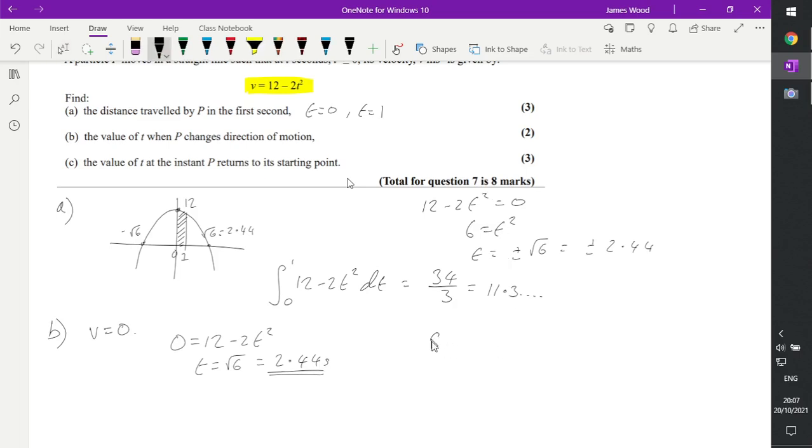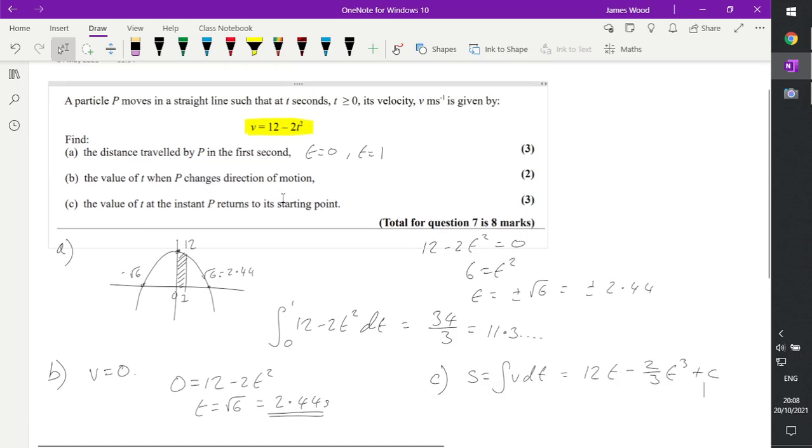For part C, the value of t at the instant p returns to its starting point. So we want to find when is its displacement 0. So let's find an equation just for its displacement first of all. So displacement is the integral of the velocity. So we need to integrate the velocity. So that would be 12t minus 2/3 of t cubed plus c.